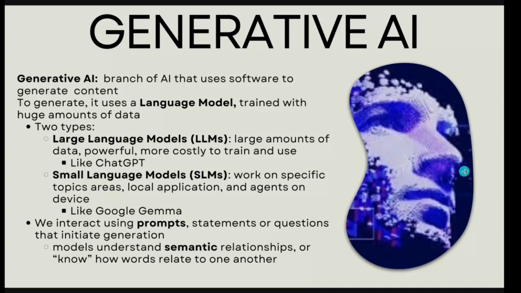And to interact with generative AI, we use prompts, or statements or questions that initiate this generation. And models are able to understand our prompts because they understand semantic relationships, or know how words relate to one another.